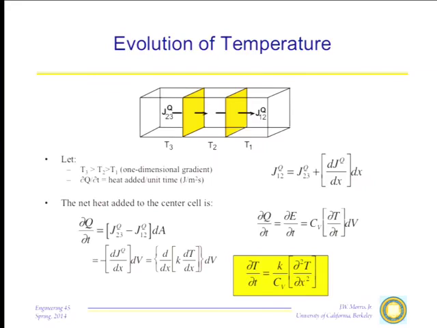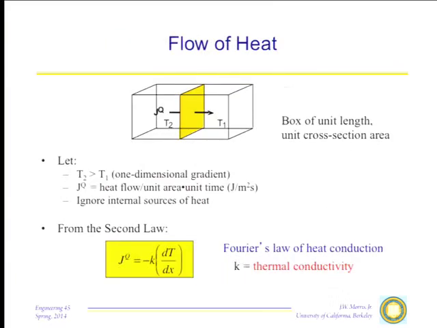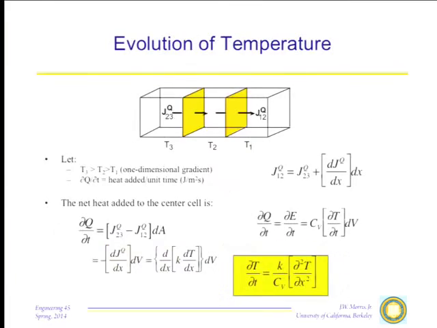Well, since JQ is, from the previous slide, minus k dT/dx, this is the derivative with respect to x of the quantity k dT/dx, or if k is a constant, is k d squared T/dx squared. Well, what I'm really interested in is not the accumulation of heat. I'm really interested in the temperature. So how are these two related? Well, the change in Q with respect to time is the change in thermal energy, which would be equal to the specific heat times the change in temperature with respect to time times dV, because the total energy content is energy per unit volume times dV.